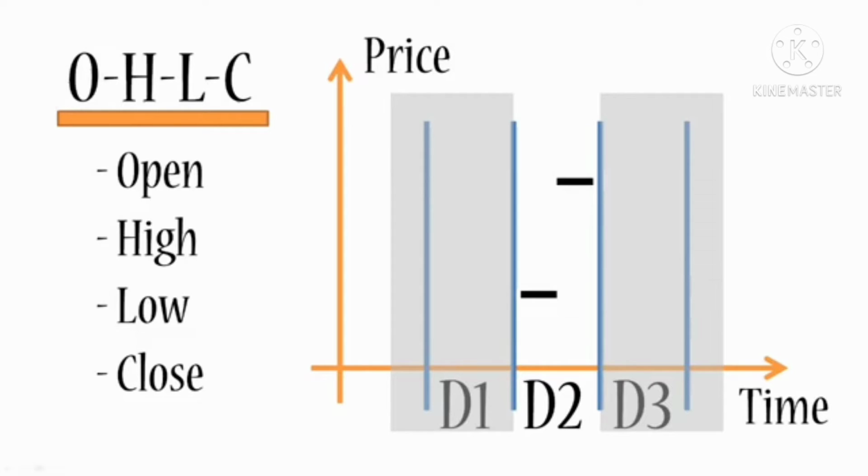So the first dash, the one on the left, is called the open price because day 2 opened with that price. And the second dash, the one on the right, is called the close price because day 2 closed with that price. And also throughout day 2, the price naturally moved up and down, and somewhere there was a minimum price of that day.